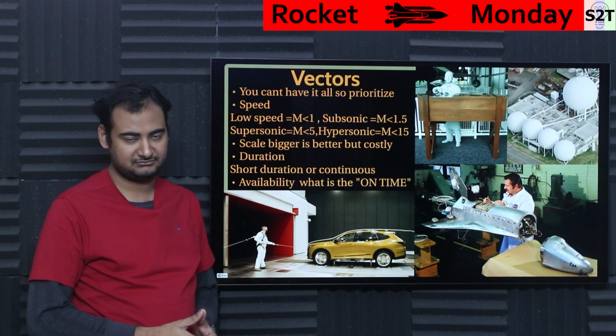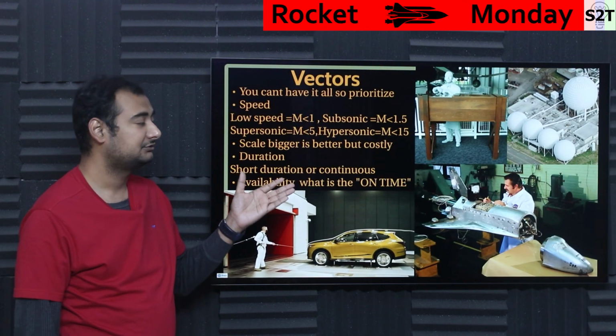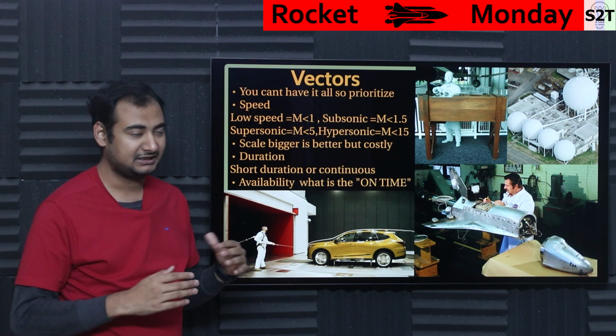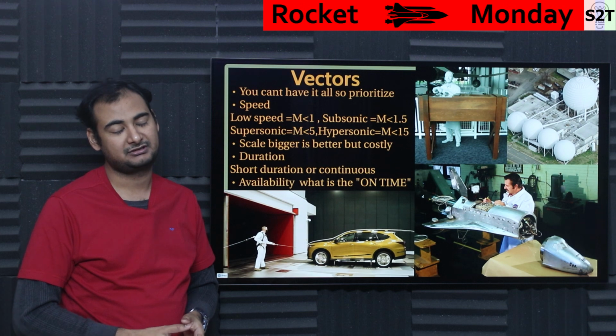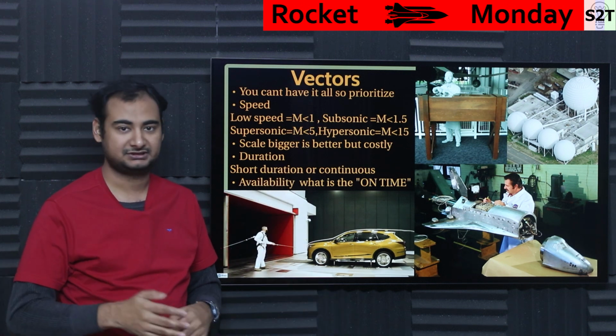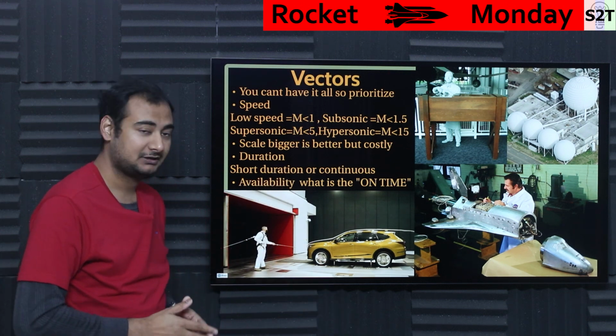So what are the vectors that somebody has to deal with? Well, you have to prioritize what you need, because you cannot have it all. You cannot have a wind tunnel that is huge and has a speed range going from subsonic to hypersonic. You're not going to have it. So you have to prioritize what you need.